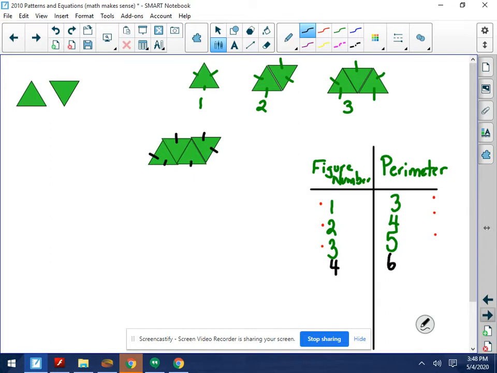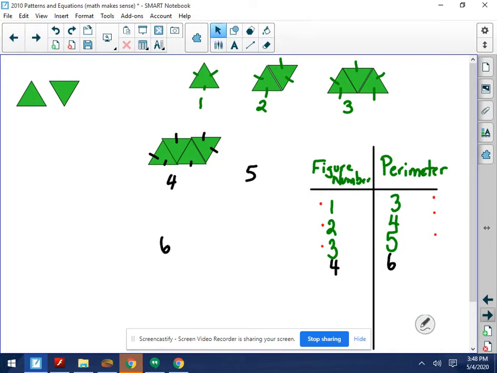Now there's probably some of you thinking, why do we have to keep building the shapes when I know how many the perimeter will be? Okay, well, we'll do it anyway because the book has asked us. So that was figure 4. We'll do figure 5 and then we'll do figure 6. Then we'll call it good.